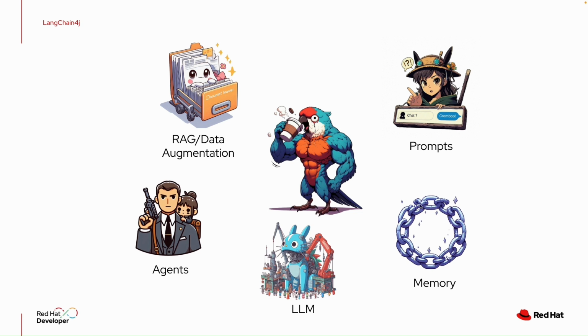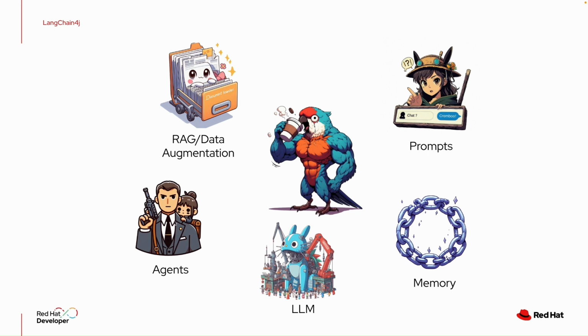It also implements memory. Models are stateless by default, but sometimes, depending on our application, we need to have a state, for example a chatbot. For this reason, we need a memory, and LangChain4j provides this memory. It also provides integration with different kinds of LLMs, as you saw in the previous slide: OpenAI, Gemini, LocalAI, Ollama, and so on.